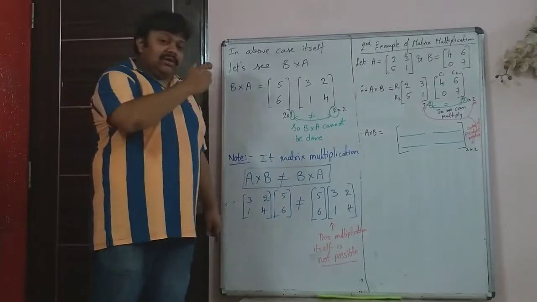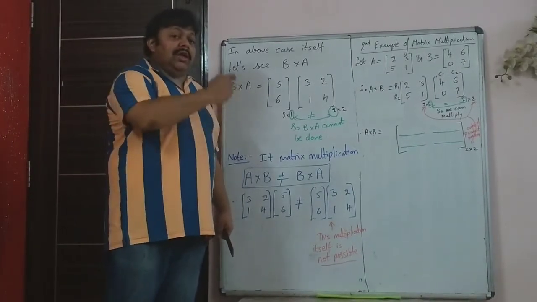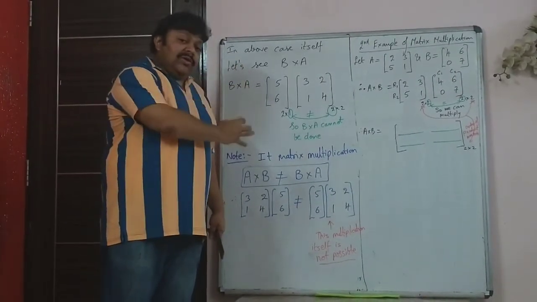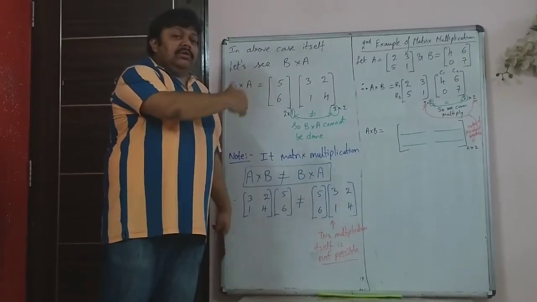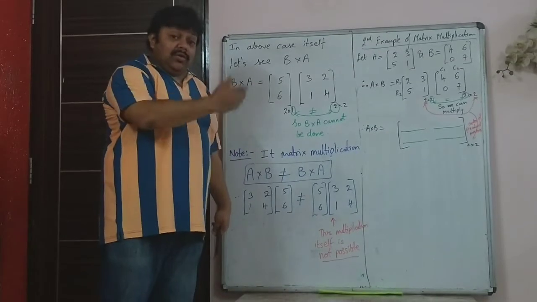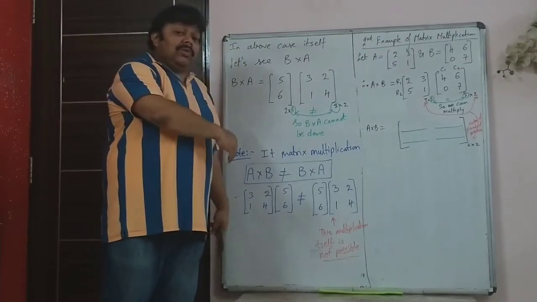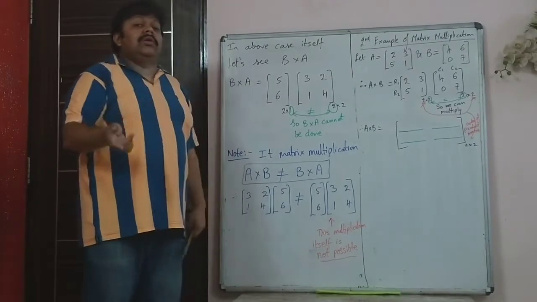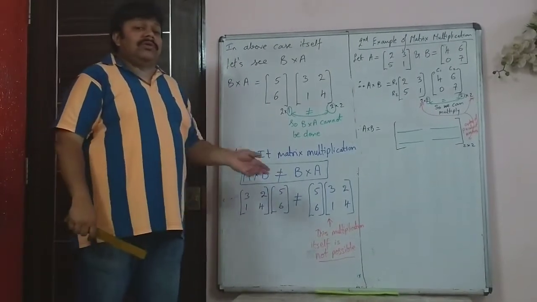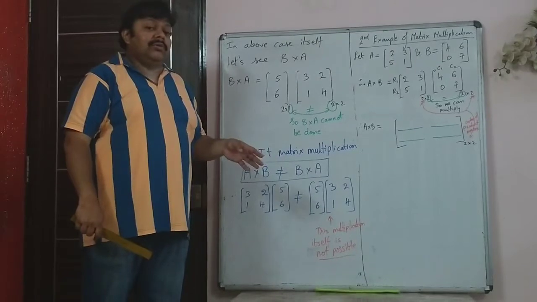So if A is written first and you have written A into B, you have to write the A matrix first and the B matrix second. If it was written B into A, then B has to be written first and A has to be written second. You can't do it in the way which you want, just like that. You have to go as per the order.